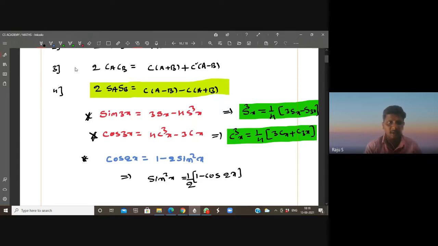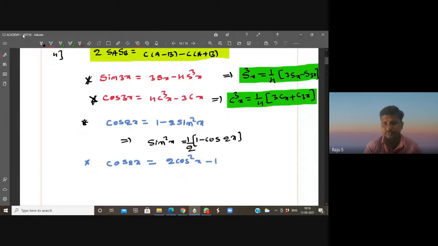In the same way, cos 2x is equal to 2 cos square x minus 1. From this, cos square x can be written as 1 by 2 times of 1 plus cos 2x.